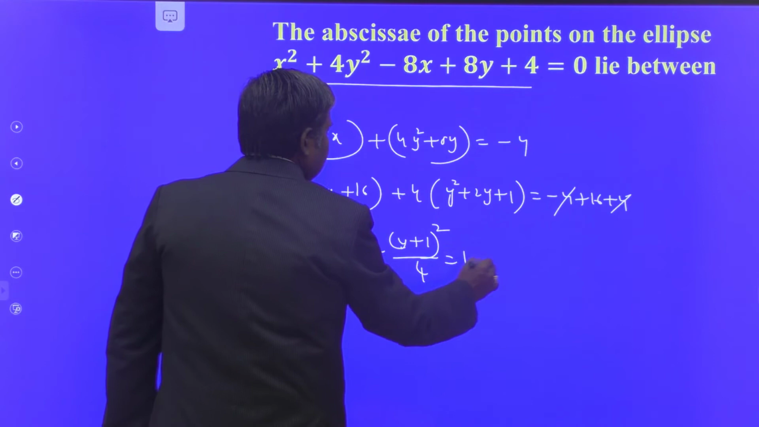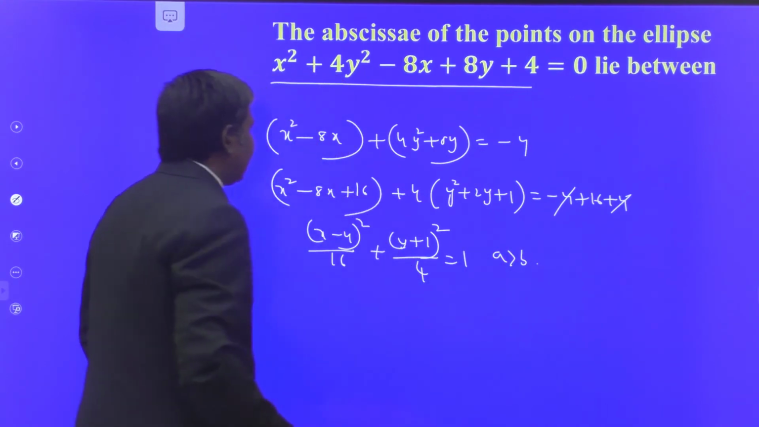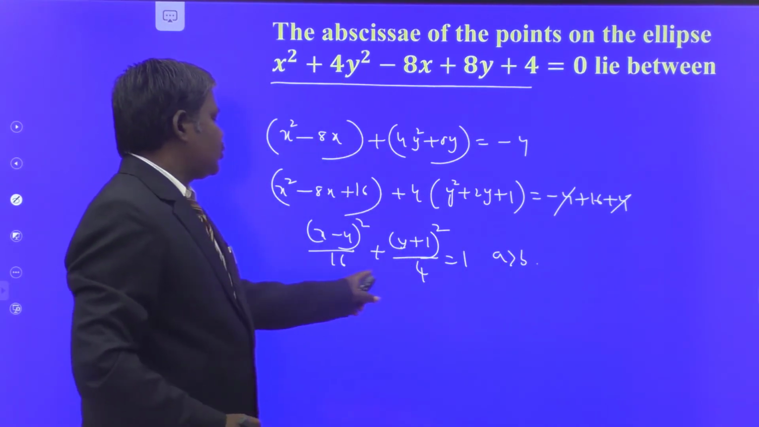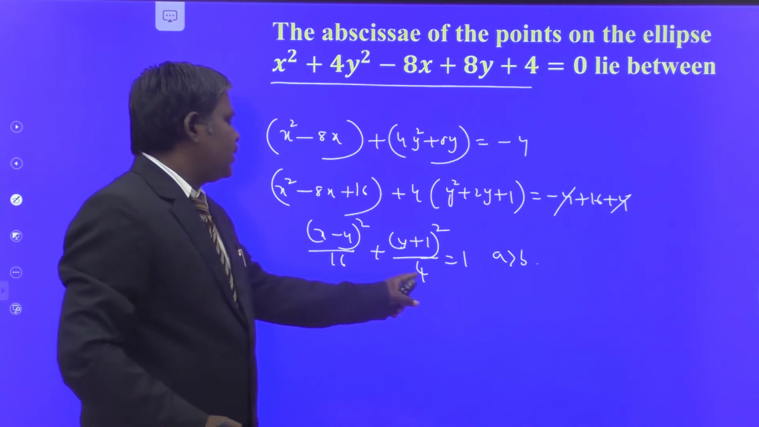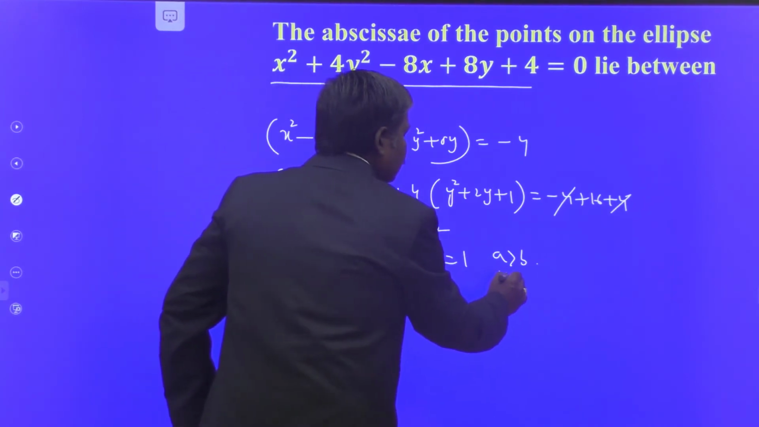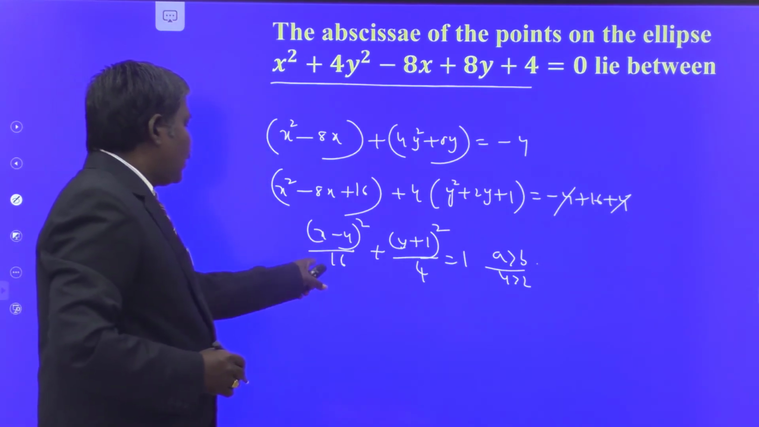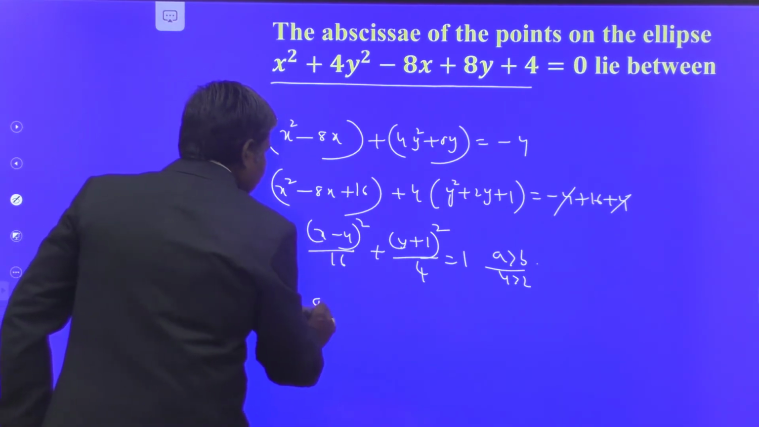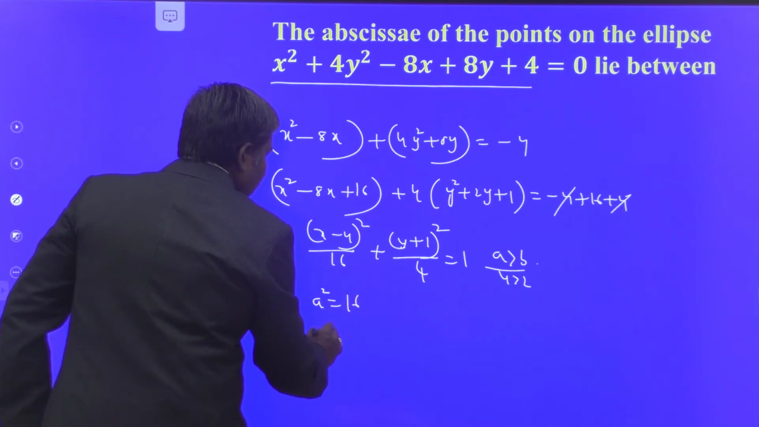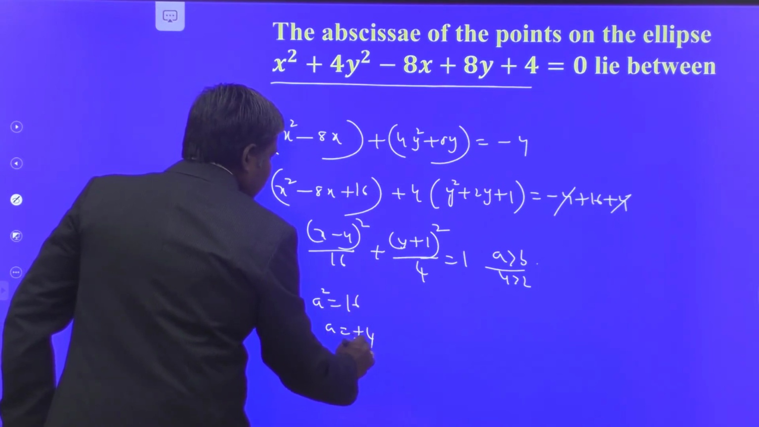4 is equal to 1. Here also we obtain a greater than b case. A square is 16, b square is 4, so a is 4, b is 2. So 4 greater than 2, we have a greater than b case. Now what is a square value? 16. A is equal to plus or minus 4.